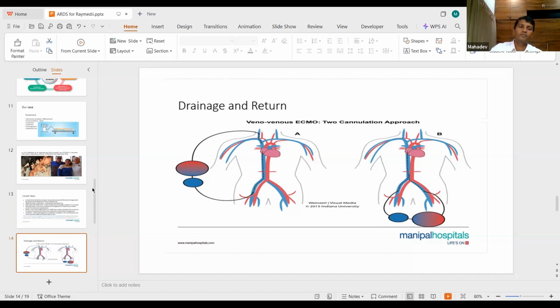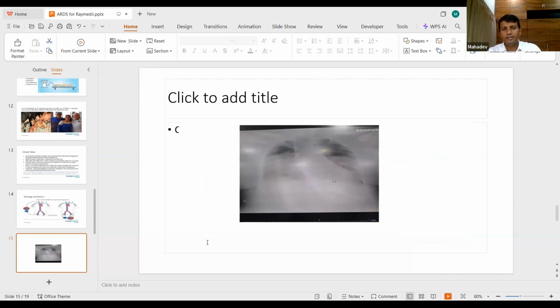We use VA ECMO if the heart has failed, or if the heart and lungs have both failed and you need both supports. If only the lung is a problem and the heart is okay, then we can go for veno-venous ECMO. So in ARDS patients, if the heart is good, we use veno-venous ECMO. Here you can see the jugular catheter. I'm sorry, the femoral venous catheter is low down, so you can't see it here. This is the IJV, and this is the tracheal tube. So this was the lung, how it was.